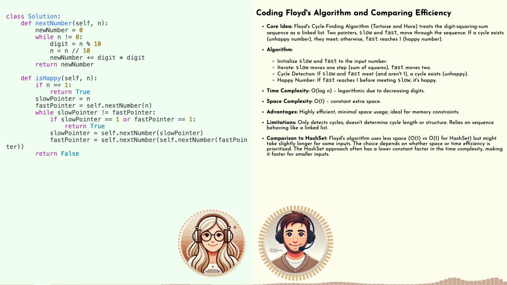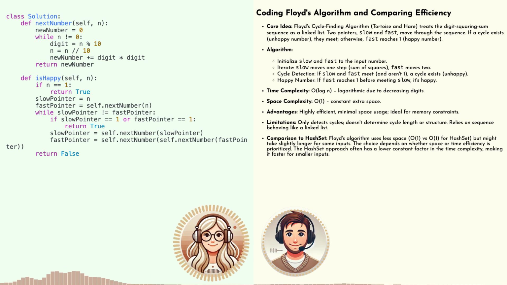Very cool. So both the hash set and Floyd's algorithm have that O(log n) time complexity, but you said Floyd's uses even less space. Yep. That's because the hash set stores all those unique numbers, which can add up. But Floyd's algorithm just needs those two pointers, slow and fast. That's it. So even though they both take a similar number of steps, Floyd's is more memory efficient.